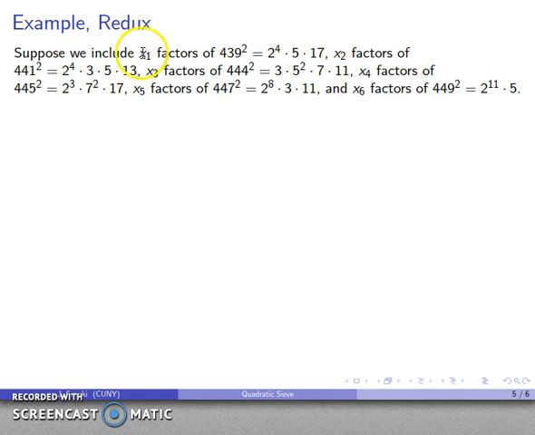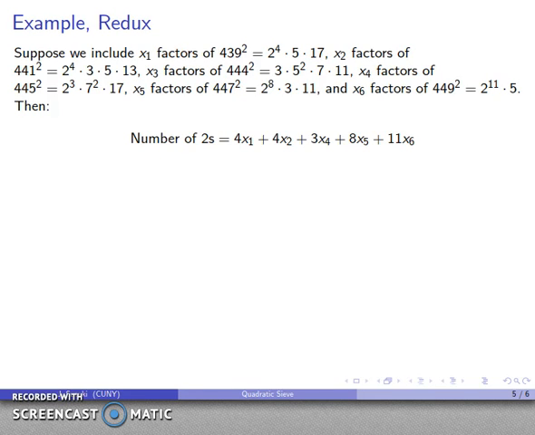Suppose I want to include some number of factors of this, some number of factors of this, some number of factors of this, and so on. I want to include this number possibly more than once, though in practice it's not worth including it more than once. But if I were to do that, then I can look at the number of primes in the factorization of the product. For example, the number of 2's in the product. If I have x1 factors of this, I get 4 2's for each of those factors, so there's 4x1 2's. I have x2 factors of this, and each of those contributes 4 2's, so again there's 4x2 more 2's.